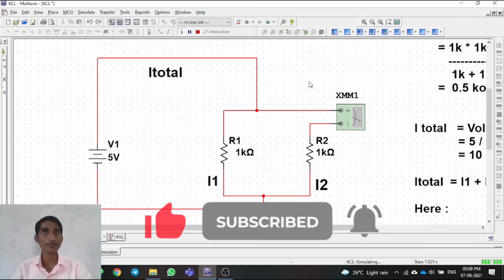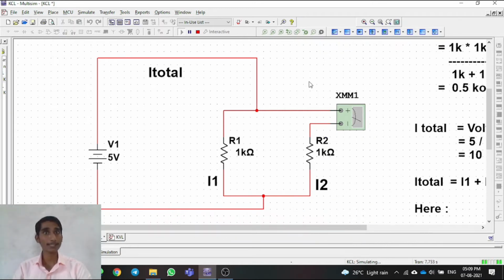We are done with our simulation. Now we'll go to the practical workbench and see practically how to build this circuit, how to measure the current and voltages, and verify our KCL. So let's go to the workbench.